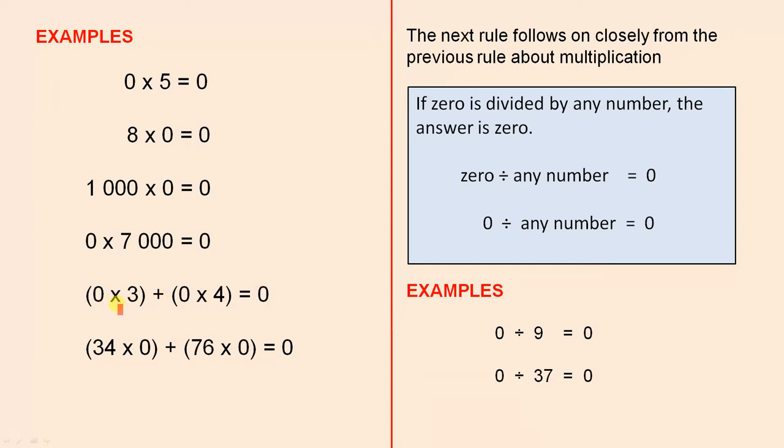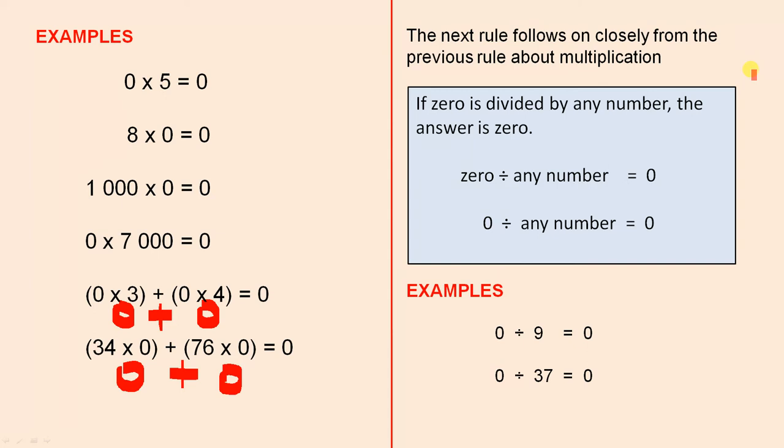That's because 0 times 3 equals 0. 0 times 4 equals 0. 0 plus 0 equals 0. And this is exactly the same. 34 times 0 gives you 0. 76 times 0 gives you 0. And 0 plus 0 equals 0.